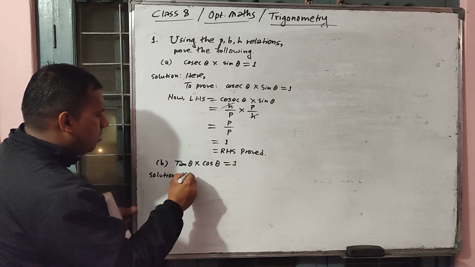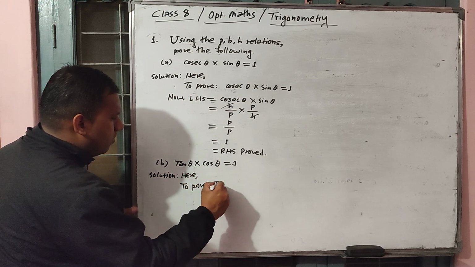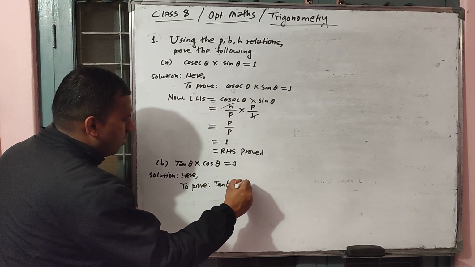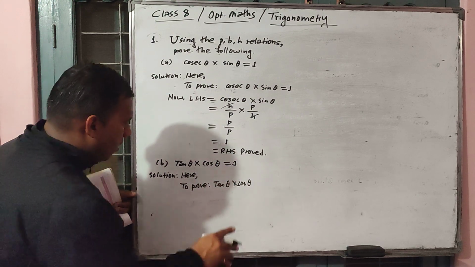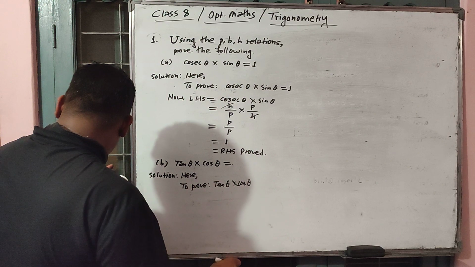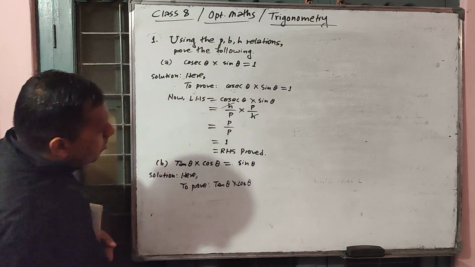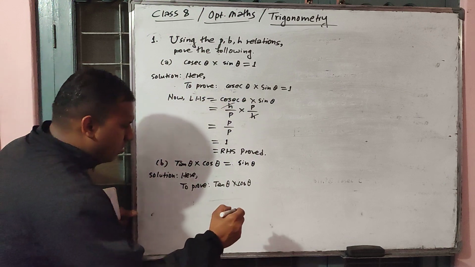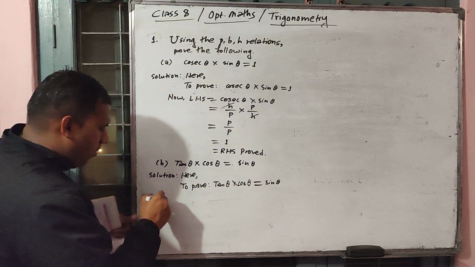Solution here, to prove tan theta multiply with cos theta equals sin theta. Tan theta multiply with cos theta equals sin theta. So we need to prove tan theta multiply with cos theta equals sin theta.